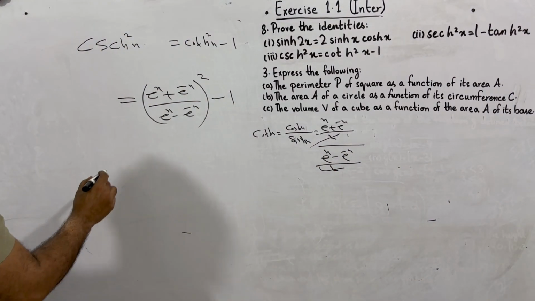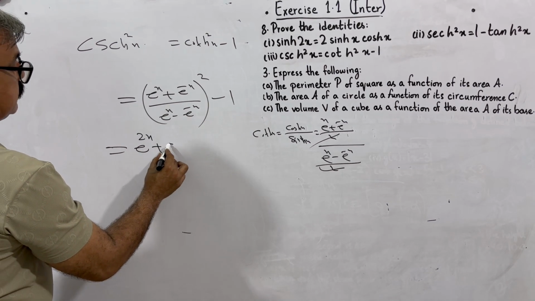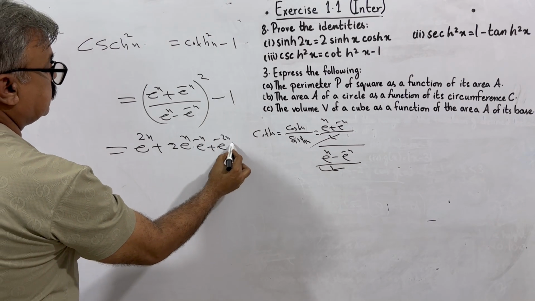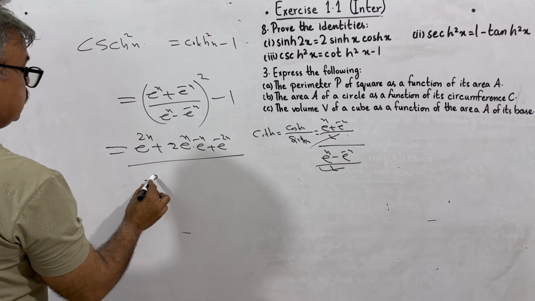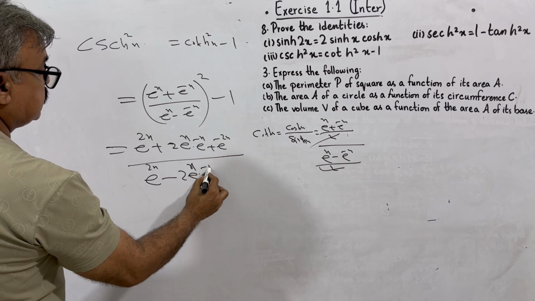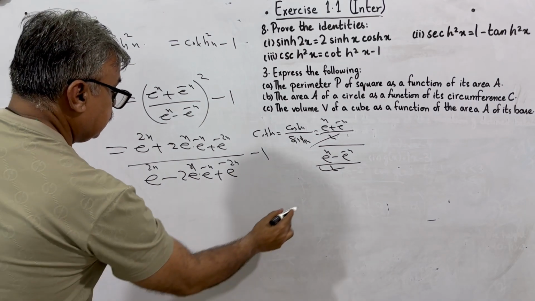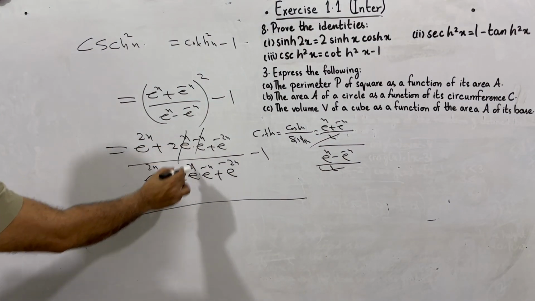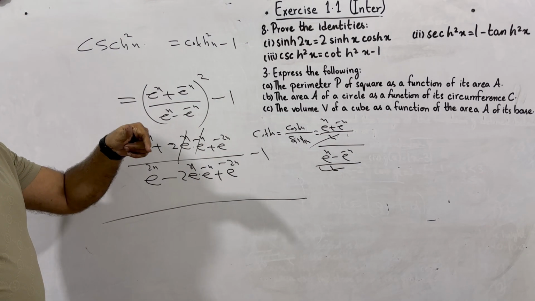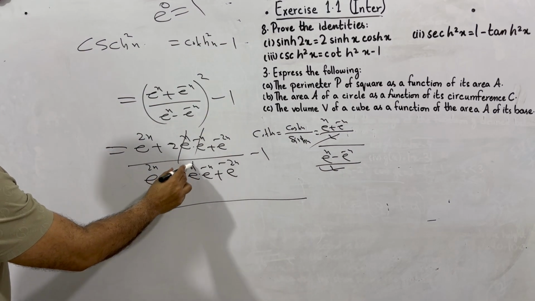Now how to open the whole square? Let's see and find out. a square becomes e power 2x plus twice e power x times e power minus x plus e power minus 2x, divided by e power 2x minus twice e power x times e power minus x plus e power minus 2x, minus 1. Taking LCM, they are cancelled out because the base is the same, add the powers x minus x, e raised to 0 is equal to 1. Any non-zero quantity having 0 power is equal to 1. Similarly this one as well.